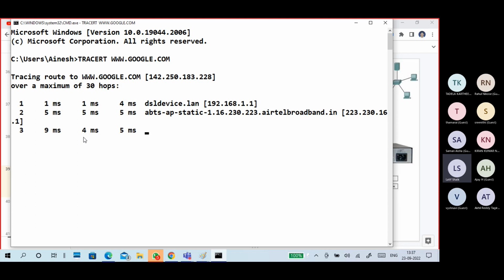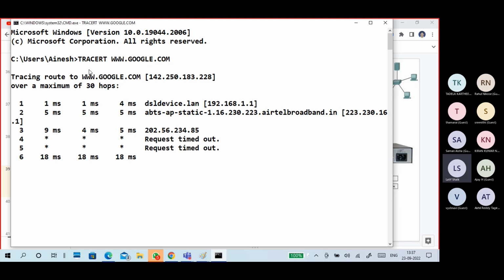It is taking time. Of course, no problem, guys. What is tracert? Already we have seen the ping command, ipconfig, getmac, ipconfig /all. Now this is the tracert command. What is the use of the tracert command? The router shows the best path to reach the destination, and the tracert command shows how you reach the destination. The path it shows is from your system to the destination.